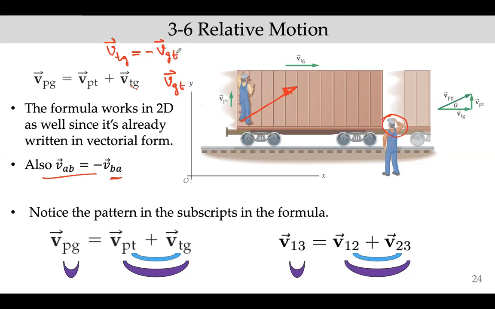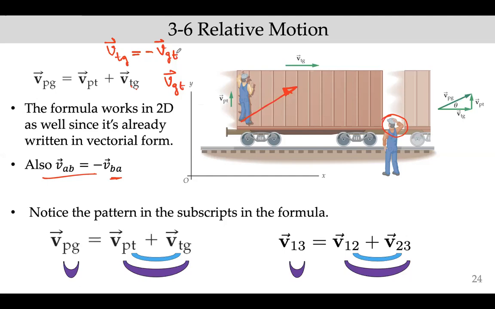Now, what is the velocity of the ground with respect to the train? Well, let's say you are on the train or in a car. The velocity of the ground with respect to the person in the car, with respect to you, will be moving in the opposite direction, right? When you look at the ground, it looks like the ground is moving in the opposite direction.